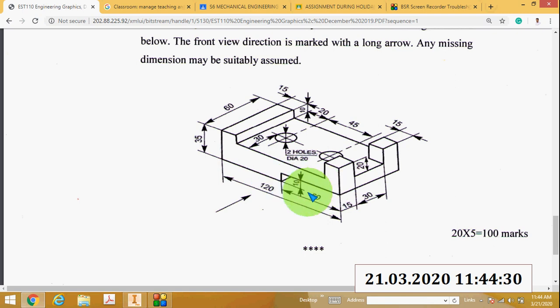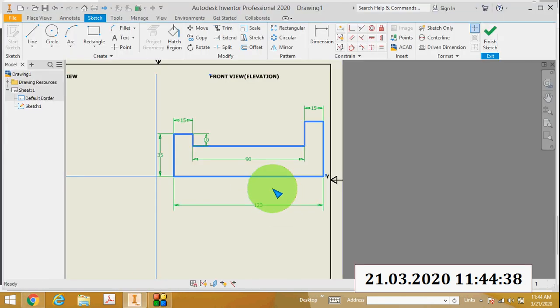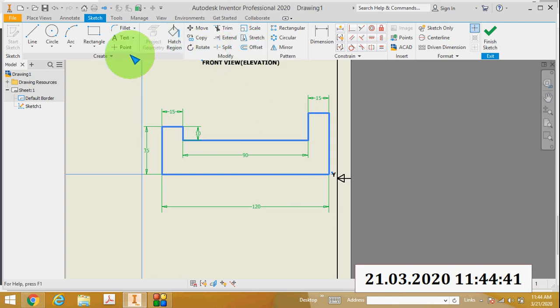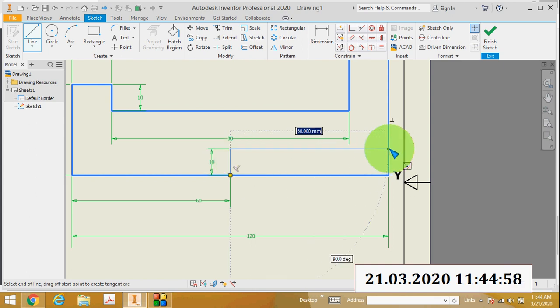Here there is one correction. Here this is not like this. Here the distance is 10 millimeters, so I will correct it. This bottom portion is not like this. So I will mark a point here, and the dimension from this to this is 60 millimeter. Then from that point draw a line. This length is 10 millimeter, and then draw a line up to here.